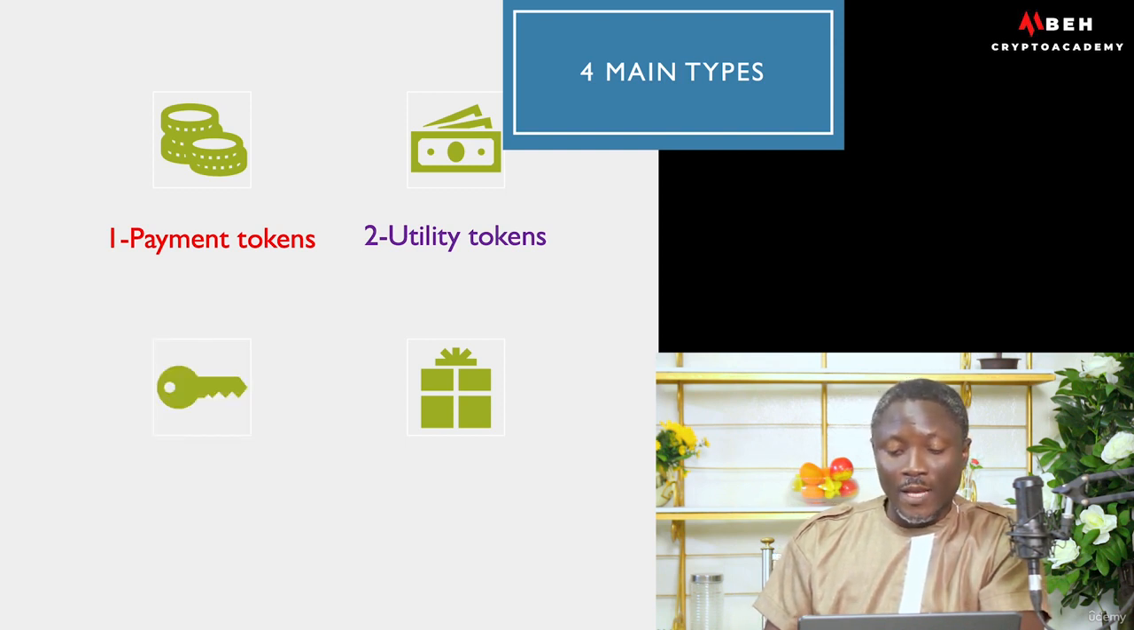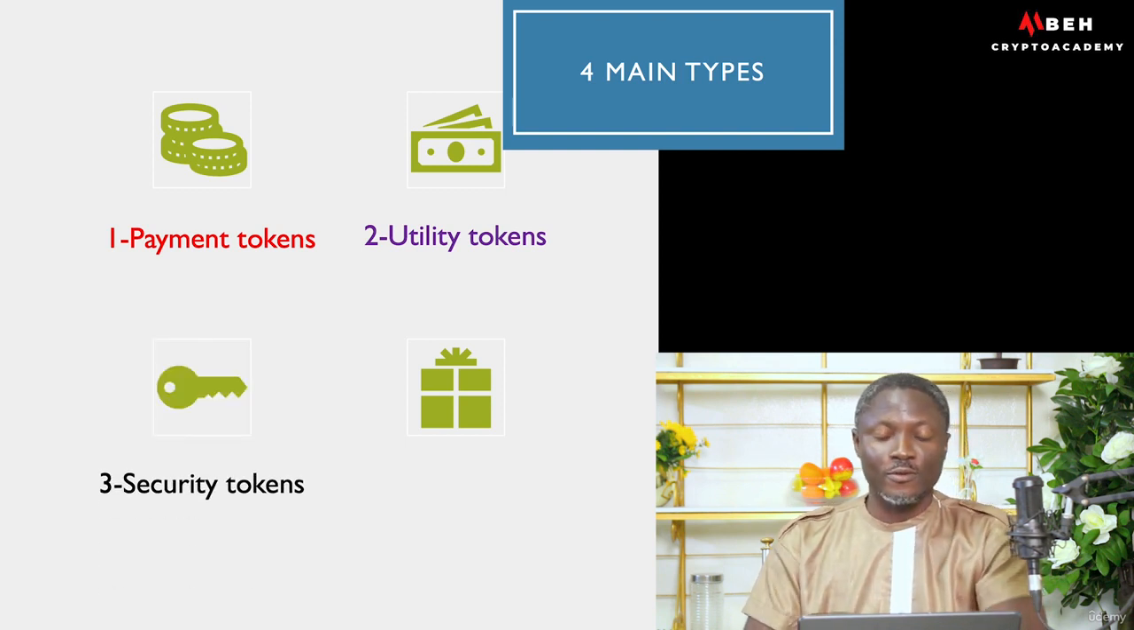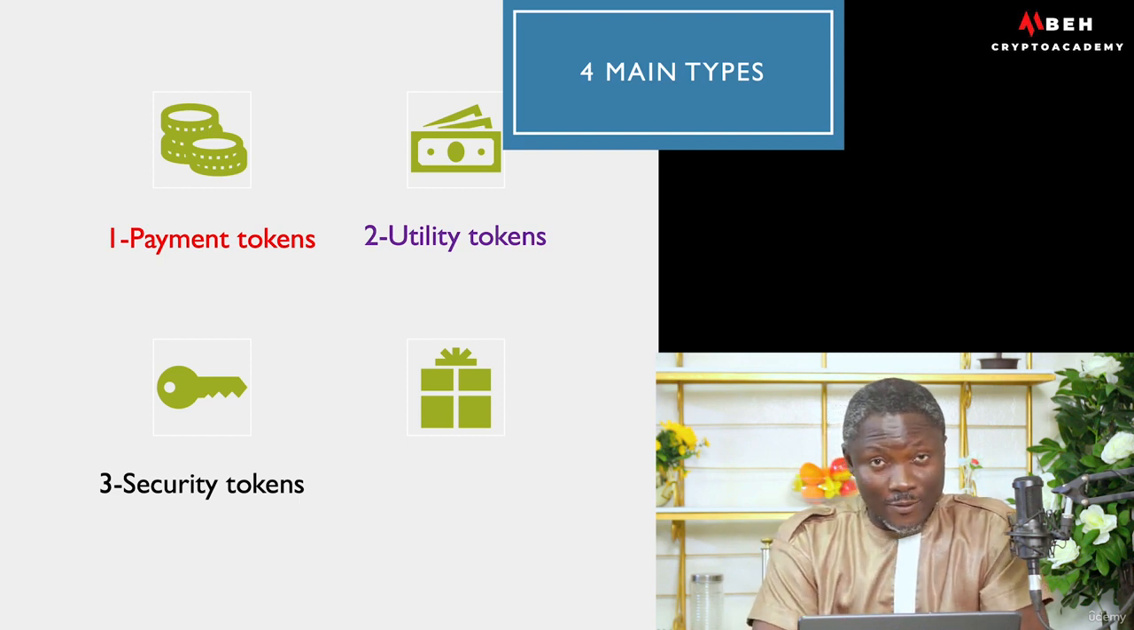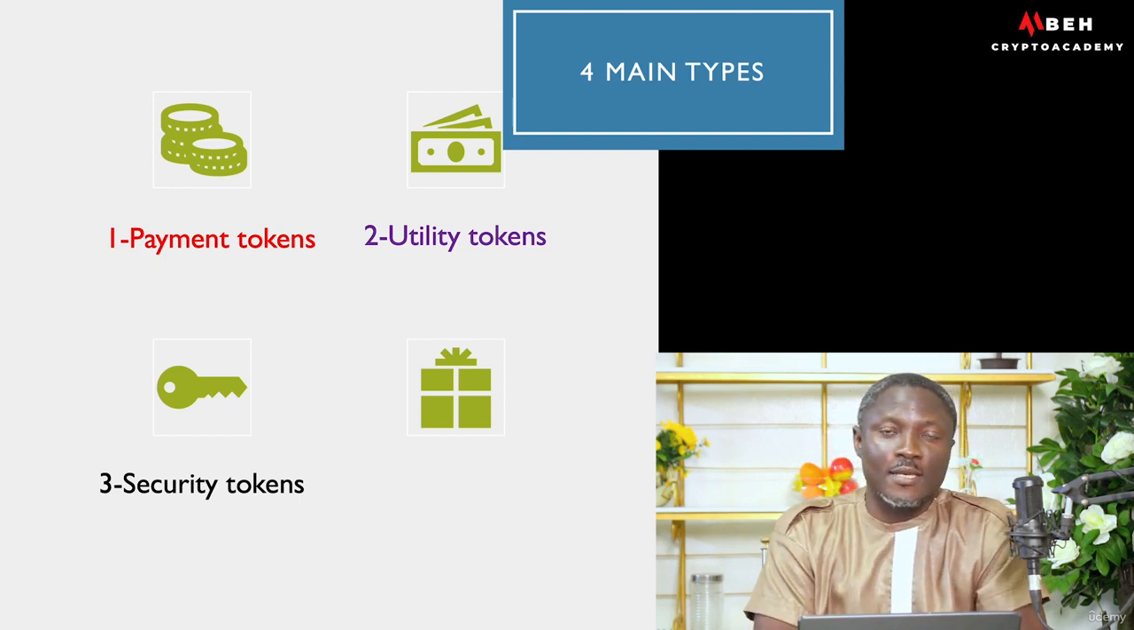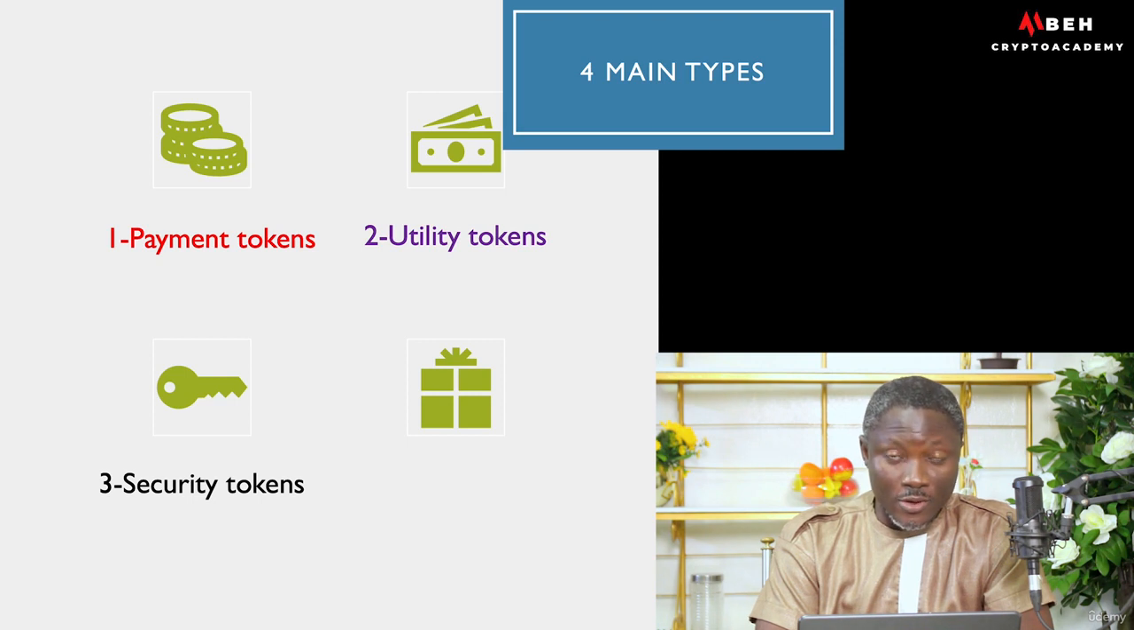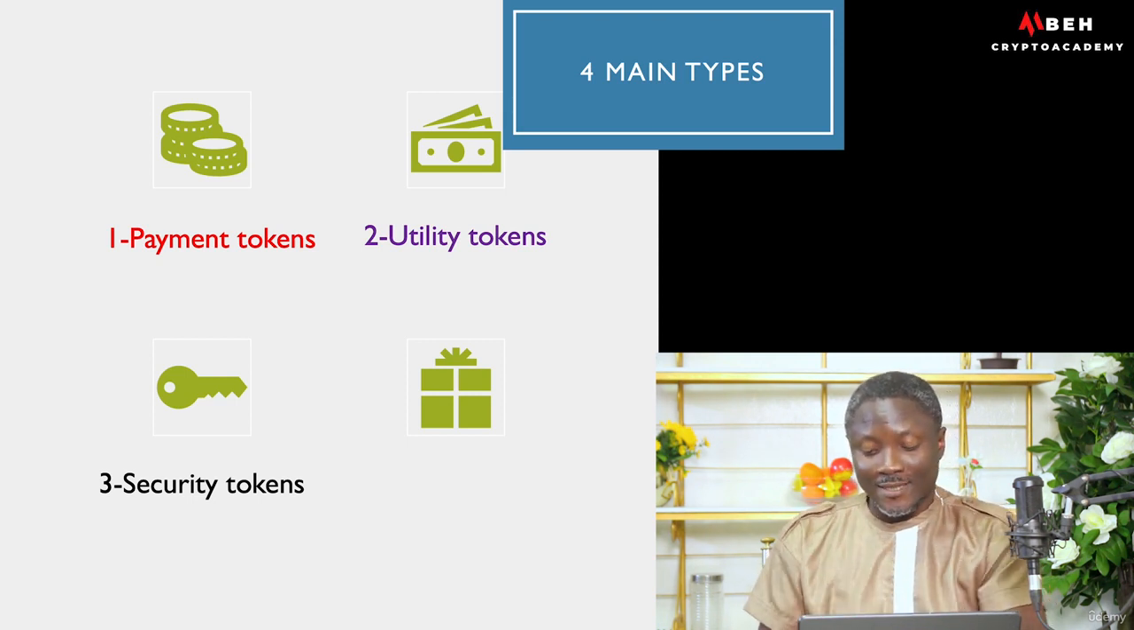Another type of token you want to look at, which is the third type, of course, is known as the security tokens. These are tokens that can be used as securities, and that is the third one.